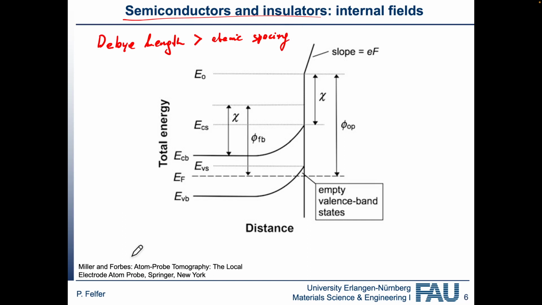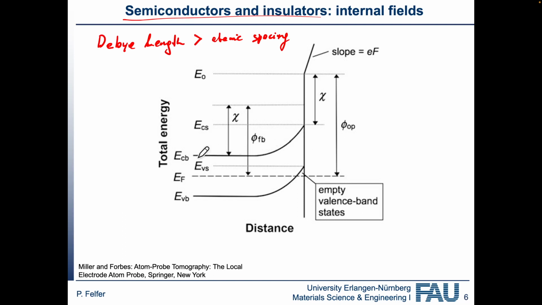And typically it might be some nanometers up to some tens of nanometers. It will depend on how conductive your material is, what the shielding distances are. And what that means is that electrical fields are not immediately shielded. Instead, what you have is an internal field.